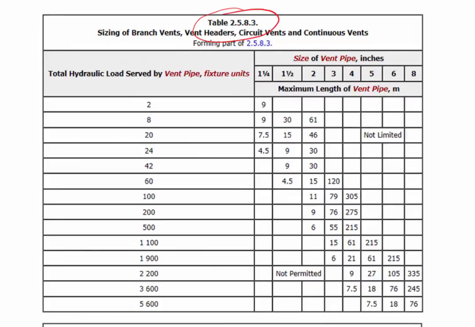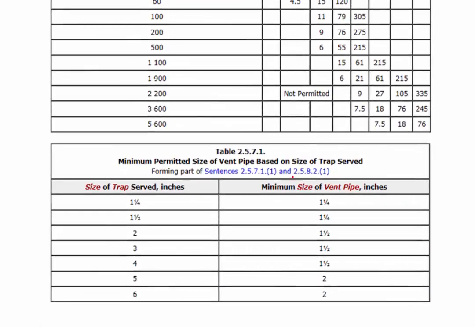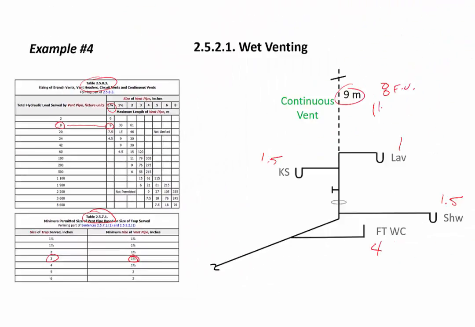So again, the first thing we look up is load, no more than 8 fixture units. Table says up to 9 meters, you're okay on 1.25 inches. So 1.25 inches from table 2583, but again, double checking table 2571, which all dry vents must satisfy. For 3-inch trap, we need 1.5 inch venting. So 1.5 inches from table 2571 will govern.